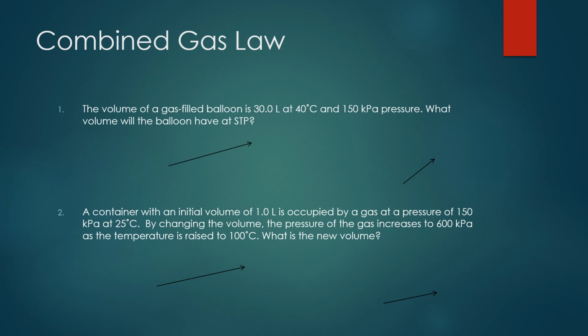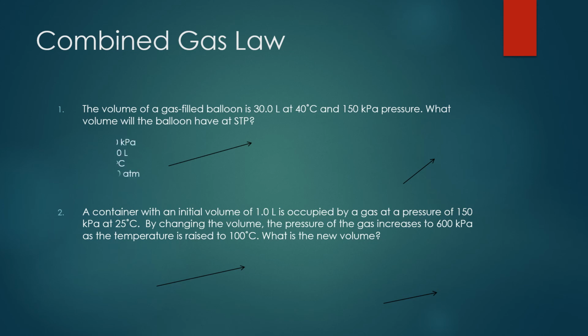Number 1, it says the volume of a gas-filled balloon is 30.0 liters at 40 degrees Celsius and 150 kilopascals of pressure. What volume will the balloon have at STP? So the first thing I'm going to do is write down all the things I know. Remember that STP stands for standard temperature and pressure.